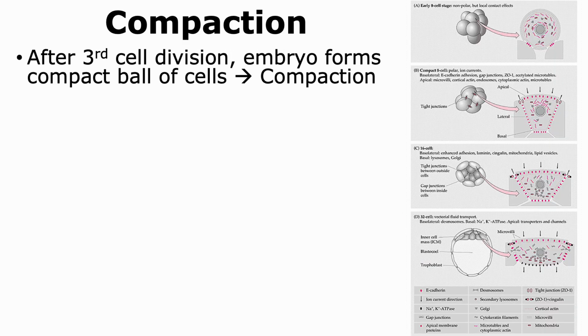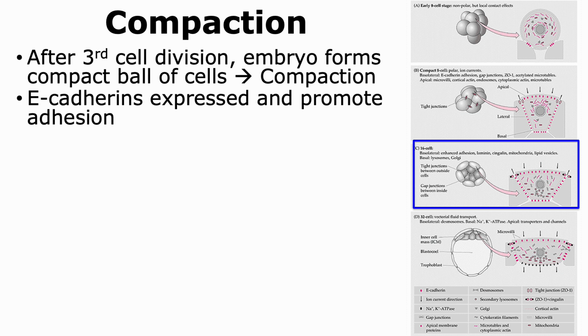During early development, there are changes that happen to the shape of the embryo. After the third cell division, the embryo forms a compact ball of cells, which is called compaction. This is what is shown in the figure, where in the blue box we can see multiple cells of the embryo, and they're all spread out. However, in the next panel, they have formed a very compact ball. This process of forming a compact structure is called compaction.